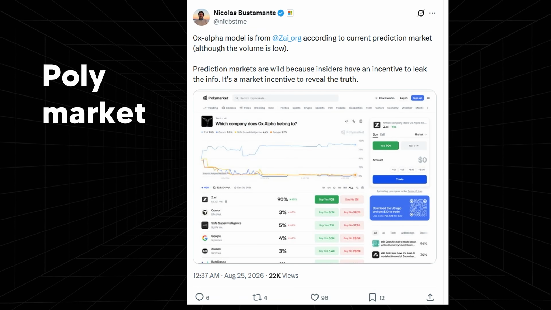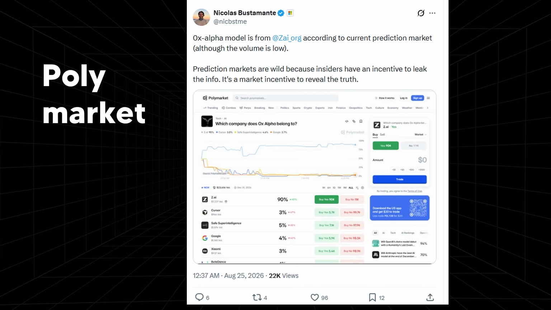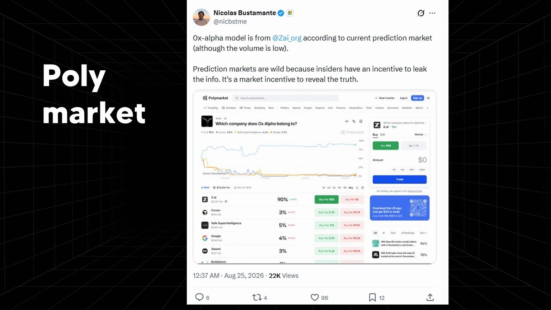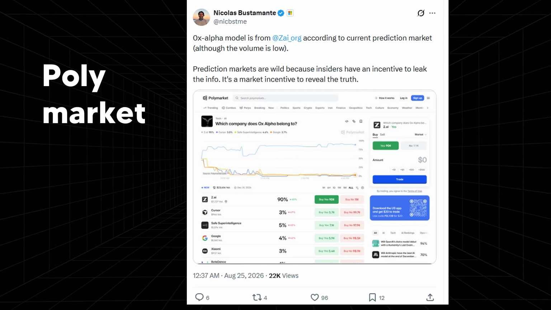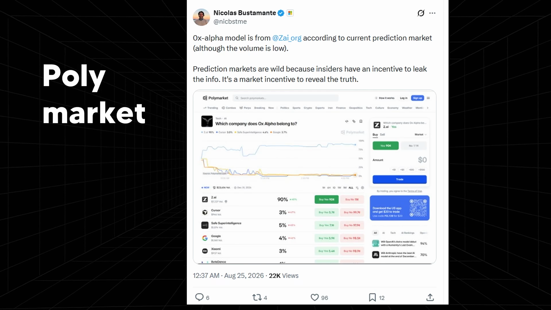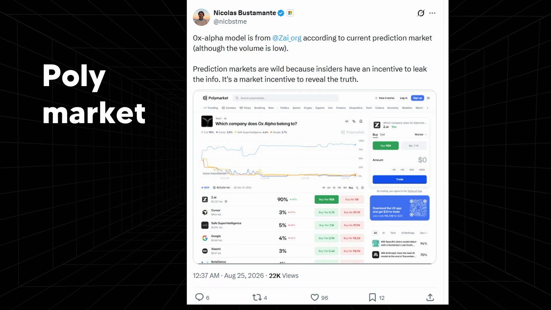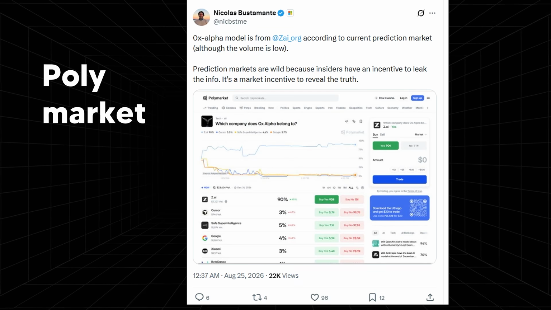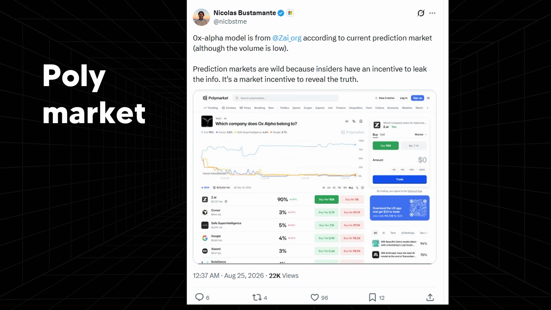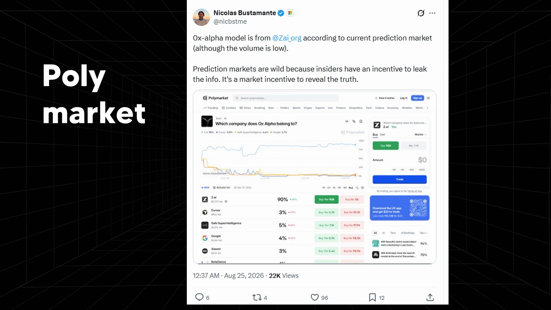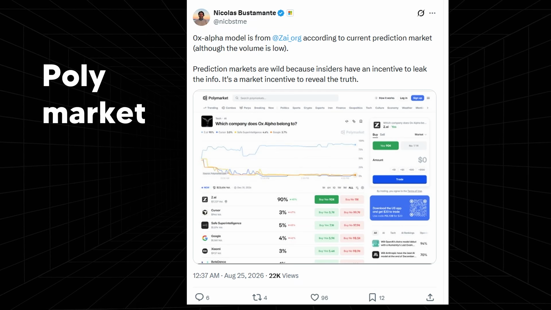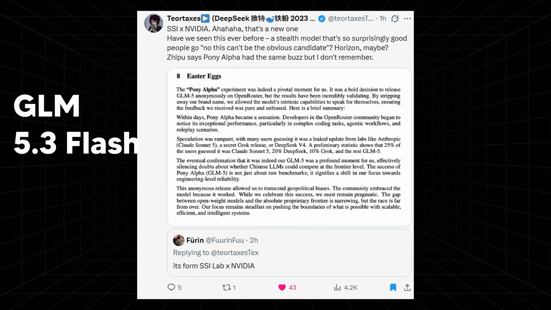Now, prediction markets aren't always true, but they do have, I guess you could say, a strong bias towards the right answer, because the insiders have incentive to leak the info. And so essentially Polymarket usually reveals the truth more often than not. Of course, it can resolve to a different AI company, but across the board, it does really look like this does resolve to GLM 5.3 Flash.